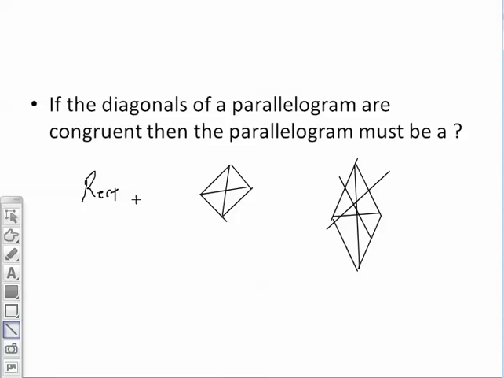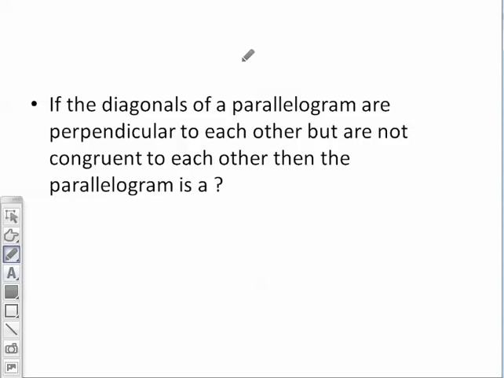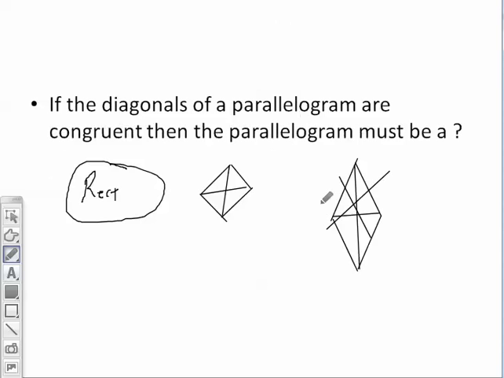So we know it's not true in a rhombus. But we could see it as true in a rectangle because we know rectangles have congruent diagonals. Okay? So, what must it be if it has congruent diagonals? It must be a rectangle. Okay. If the diagonals of a parallelogram are perpendicular to each other but not congruent, what must it be? Well, based upon what I just showed you in this last one here, they're perpendicular but they're not equal. It must be a rhombus.